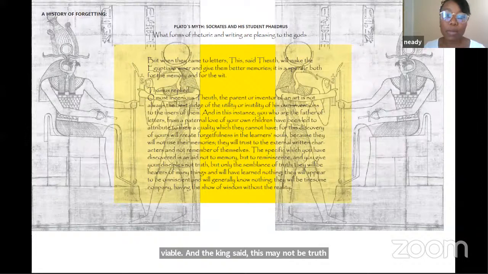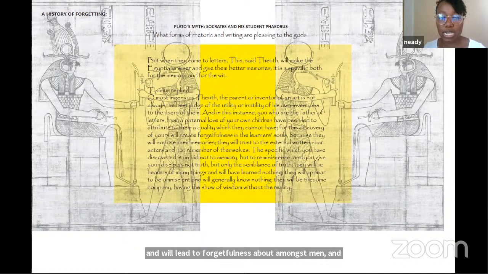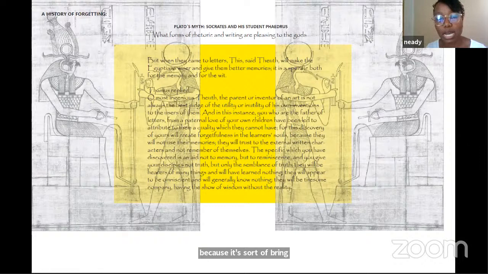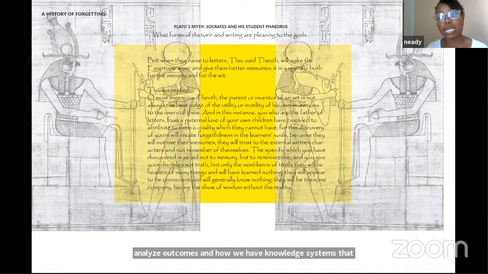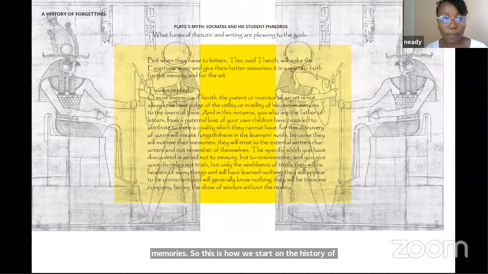And this was interesting for us in analyzing because it sort of goes back to how we analyze archives and how we have knowledge systems that are mainstreamed and knowledge systems that are not necessarily mainstream. So we think of it as amplifying a form of knowledge, amplifying a form of an archive, will eventually erase some form of it, and also what are the effects of these on certain memories. So this is how we start on the history of forgetting. The next slide.